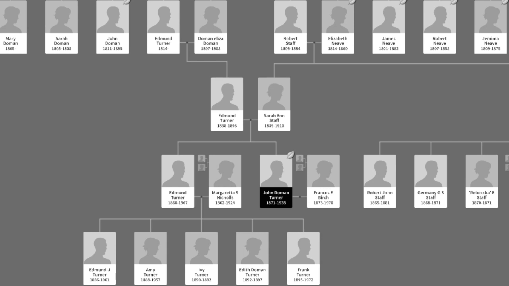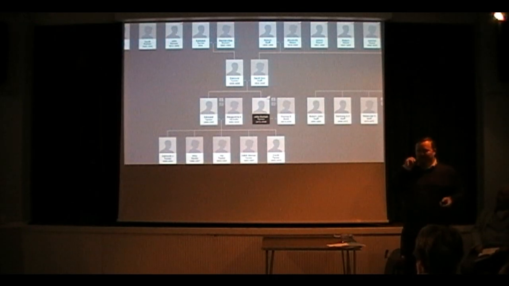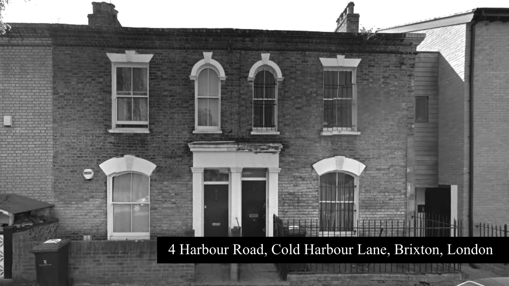What we found from the family tree is that Edmund had five children, and none of these children went on to have children of their own. So there are no direct descendants of John Doman Turner alive today that we can find. We have found some living relations connected to his mother's side of the family, but they're very, very distant, so distant that we're not sure they would even remember who he was. This is where he was born: 4 Harbour Road in Cold Harbour Lane in Brixton.